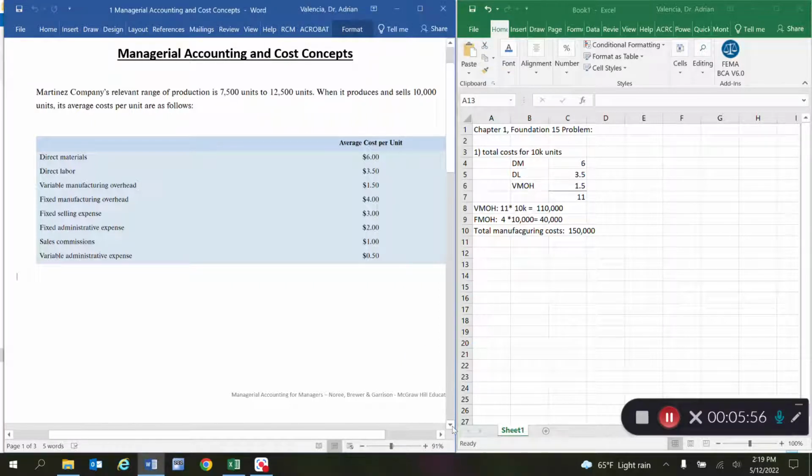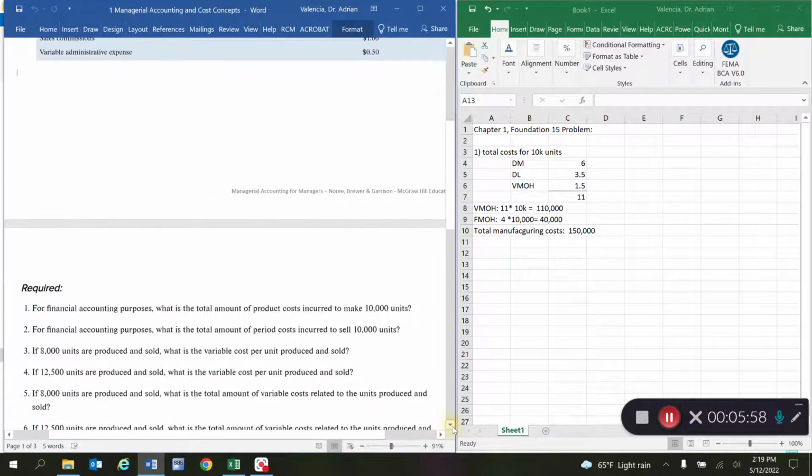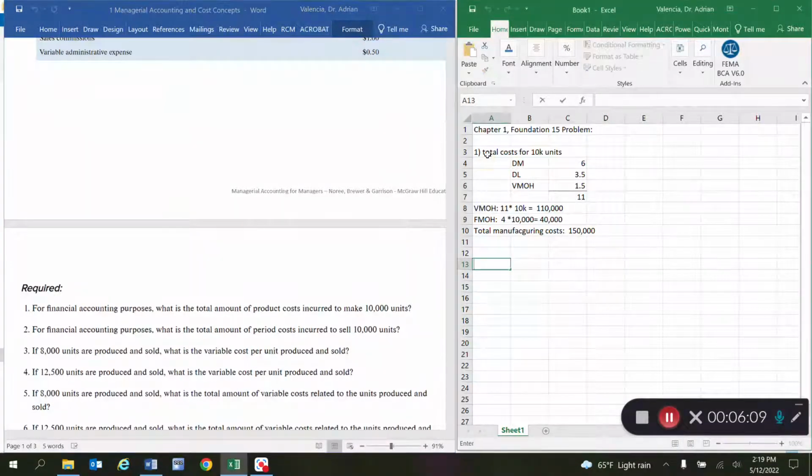Next question, number 2 here says, for financial accounting purposes, what is the total amount of period cost incurred to sell 10,000 units? So here in number 1, just to be clear, these are total product costs. So I just added this right here. And under number 2, they're wanting to know what are total period costs for that same level of production and selling for 10,000 units.